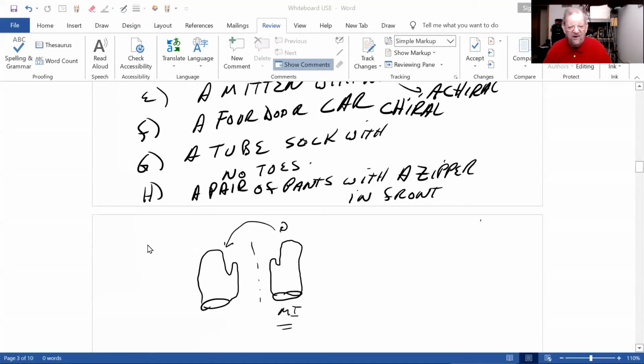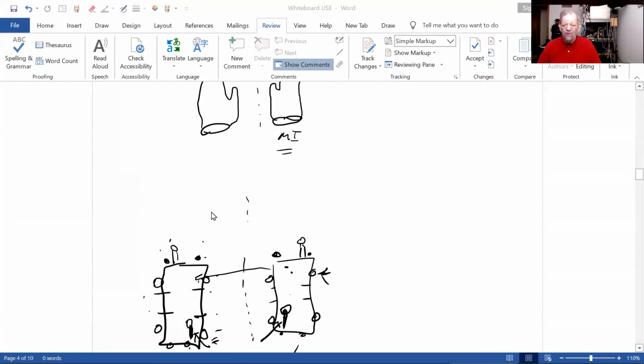All right, we got 2 more to go. Tube sock. Ooh, look out, artwork again. Here you have a tube sock.